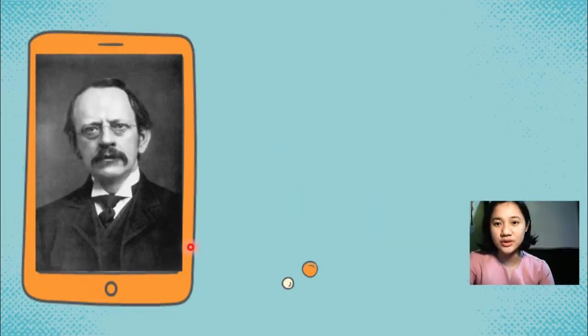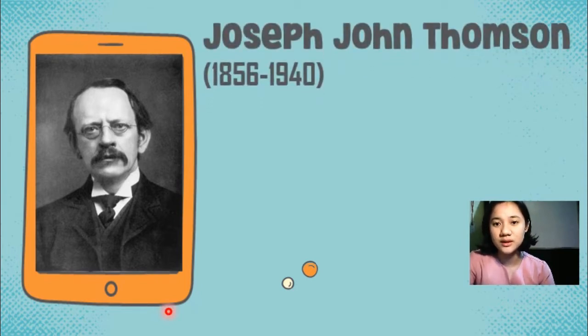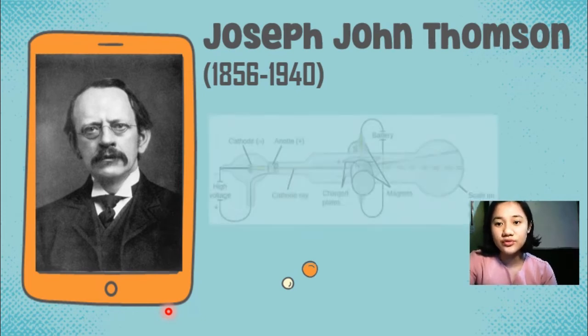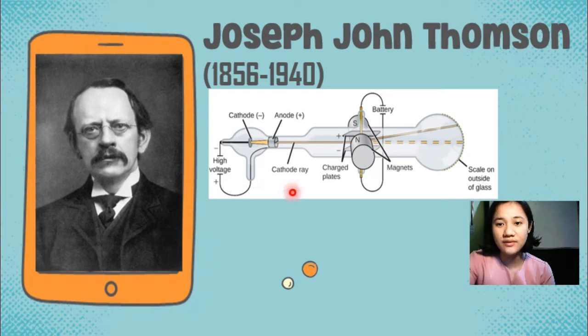In 19th century, physicist J.J. Thomson or Joseph John Thomson began experimenting with cathode ray tubes. Cathode ray tubes are sealed glass tubes from which most of the air has been evacuated. So this is how cathode ray tube looks like. A high voltage is applied across two electrodes at one end of the tubes, which causes a beam of particle to flow from cathode, so this one is the cathode, to anode.